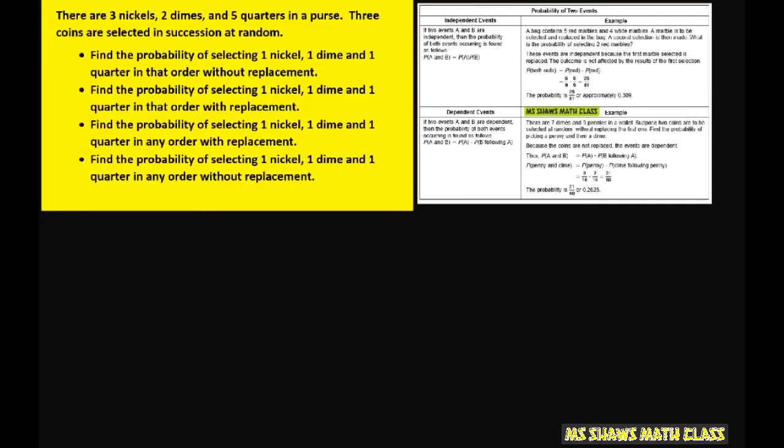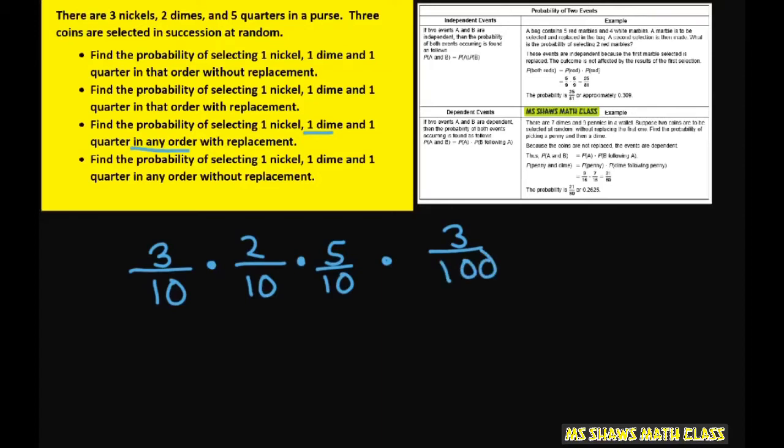So in any order means 1 nickel would be 3 out of 10. All right. 1 dime would be 2, and we can replace it, out of 10. And 1 quarter is going to be 5 out of 10. Now, what happens is we get the same answers we did before. That's going to be 3 out of 100 because we just did that. So it's 3 out of 100.